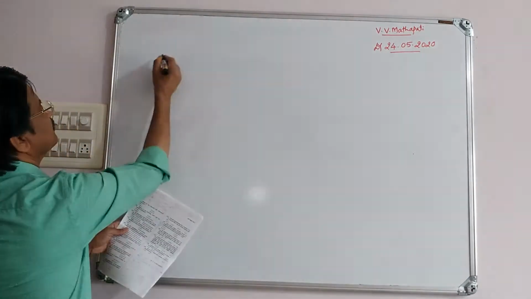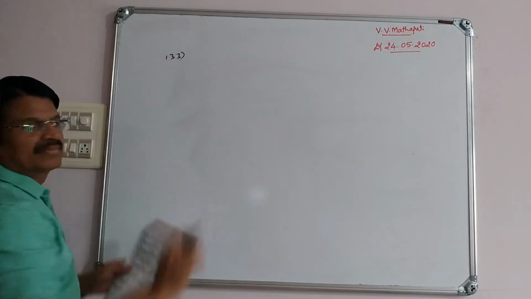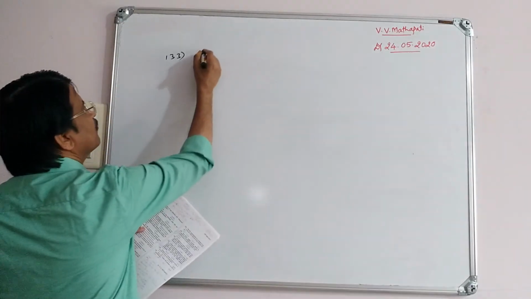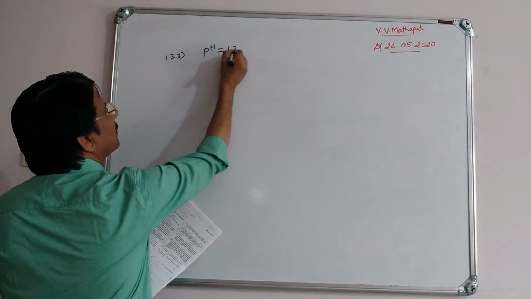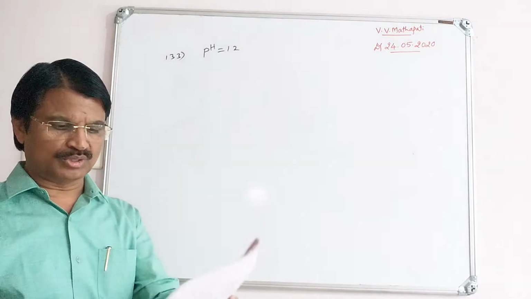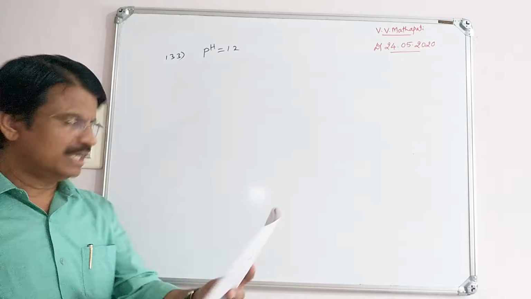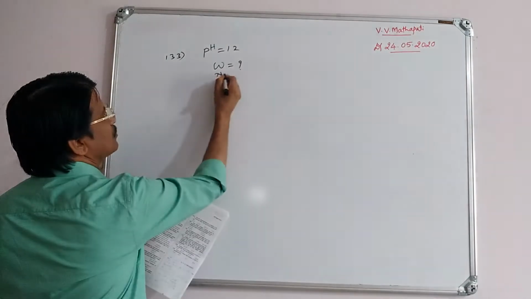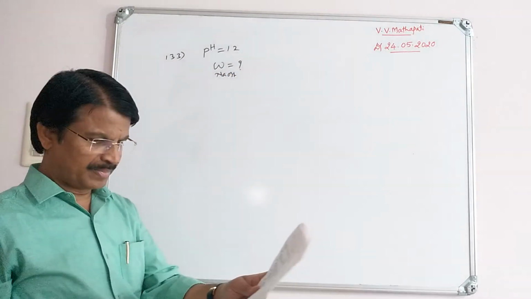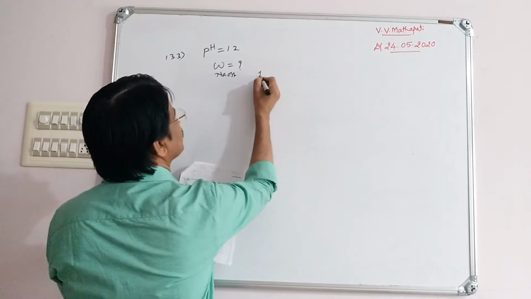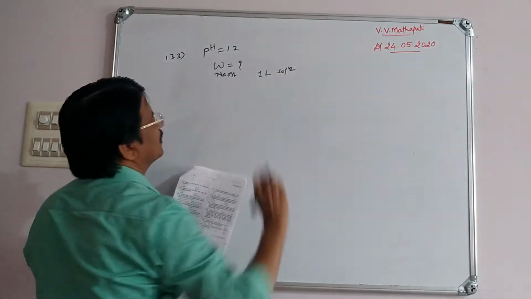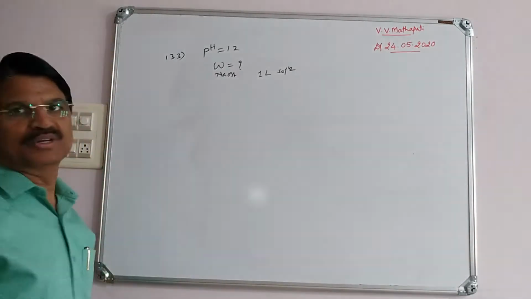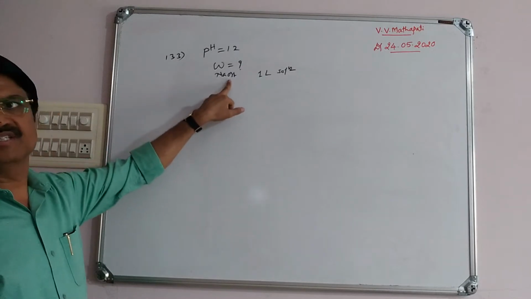Question number 133. To make a solution of pH equal to 12, the amount of NaOH dissolved in 1 liter of solution should be, meaning you have to find the mass of solute. The pH is given, but remember a base is given here.